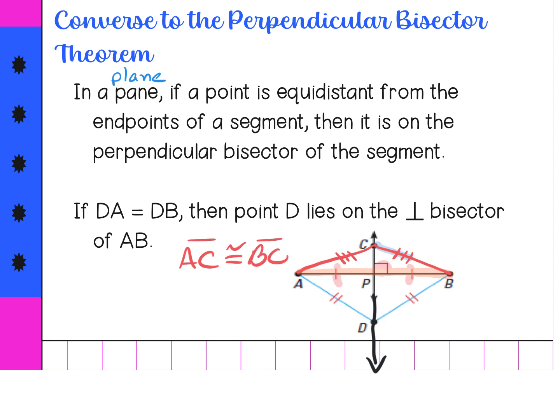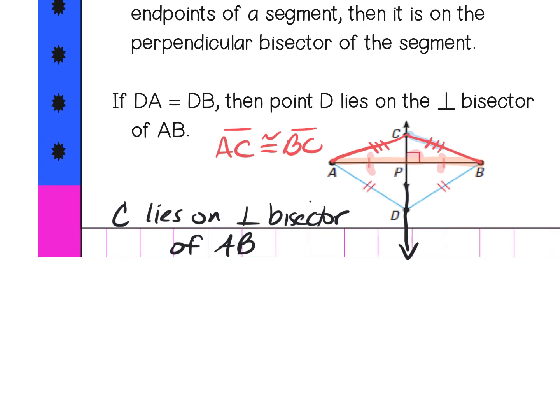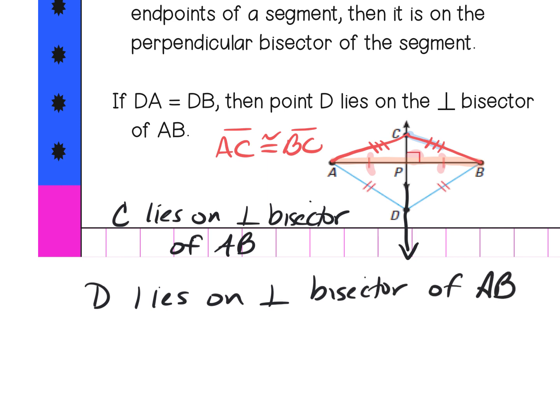So some statements I could make about this picture. You could state that C lies on the perpendicular bisector of AB. You could make the exact same statement about point P and point D. So you could also say D lies on the perpendicular bisector of AB, or even point P, because notice they're all equidistant from the endpoints of that segment.